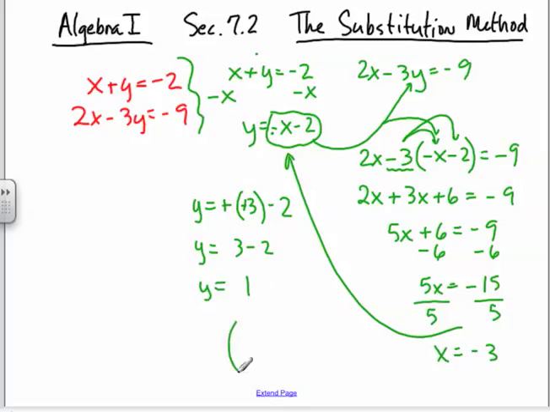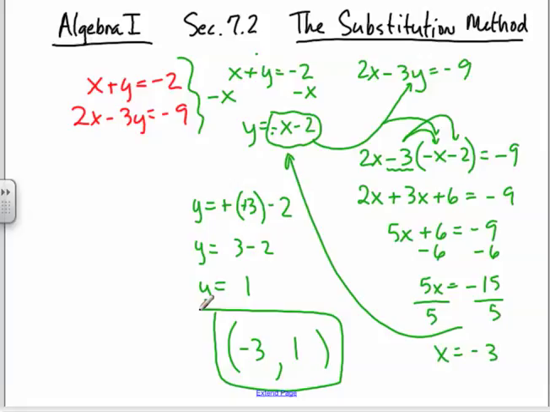Man, that's awesome, Mr. C. That's right, but remember, this is a point, so I'm going to write it as a point, as an ordered pair. So negative 3, 1. That's my answer. All right?